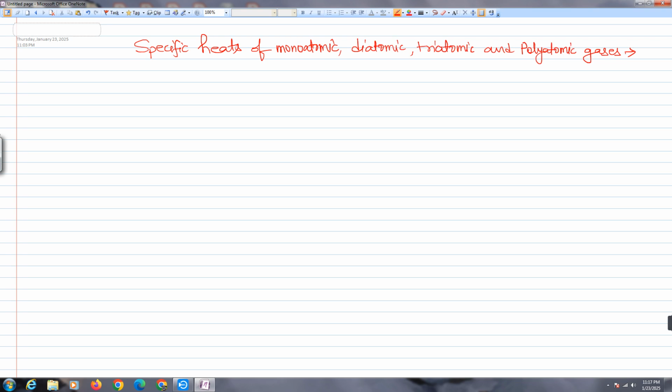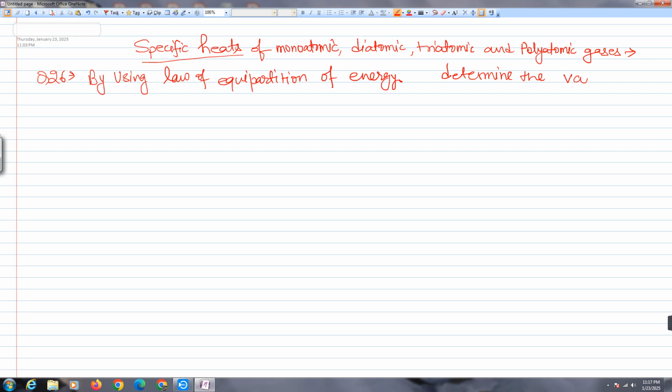So here one question is given to us. We have to find, question number 26, by using law of equipartition of energy, determine the values of Cp, Cv and gamma. So what is Cp here?